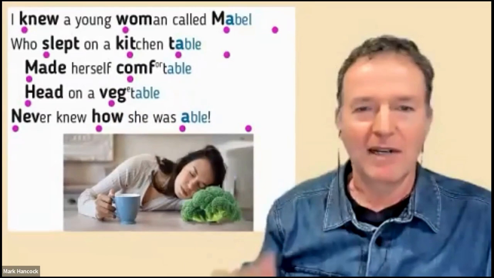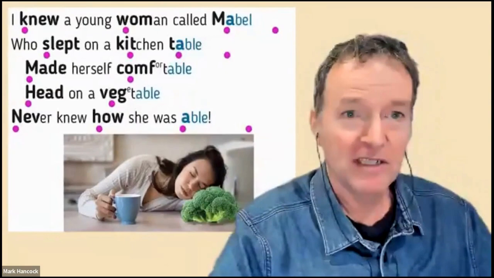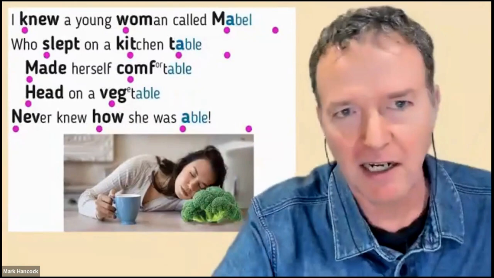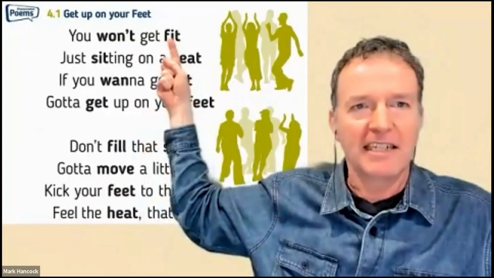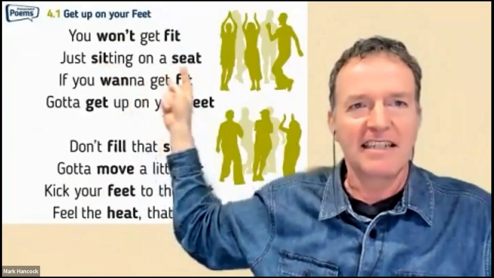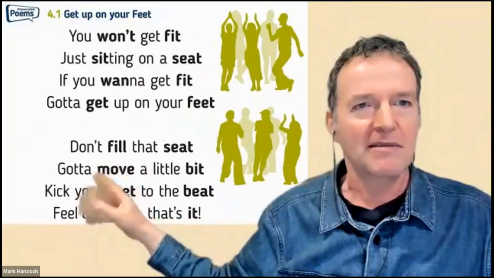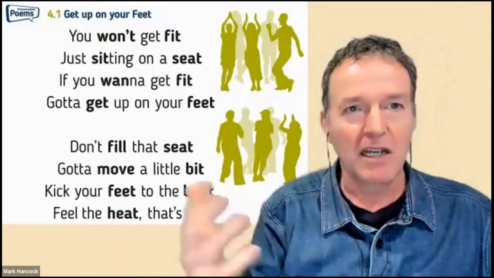Okay, that was a limerick. The next one is a rap focusing on the minimal pair of E that we saw before on one of the maps. For example, fit, feet, sit, seat, bit, and beat. Goes like this.